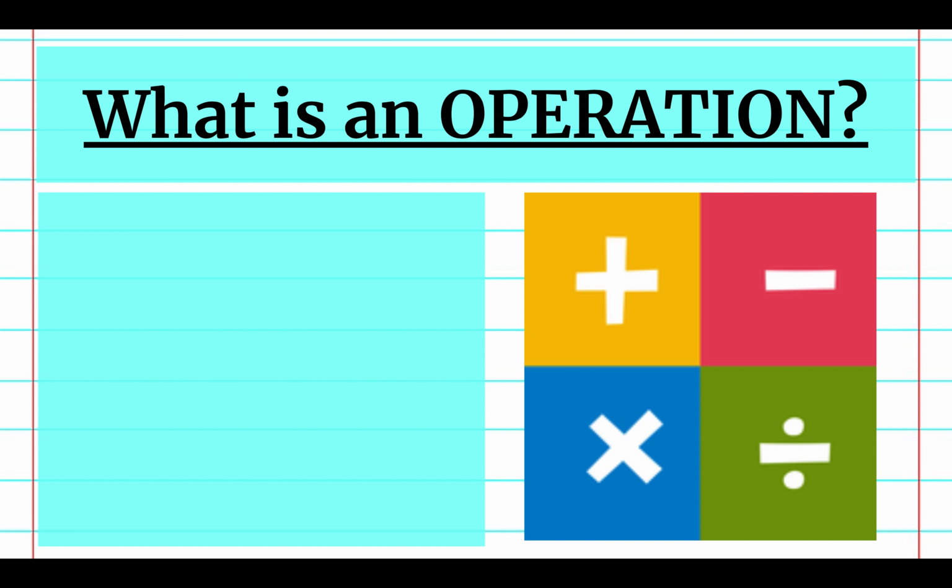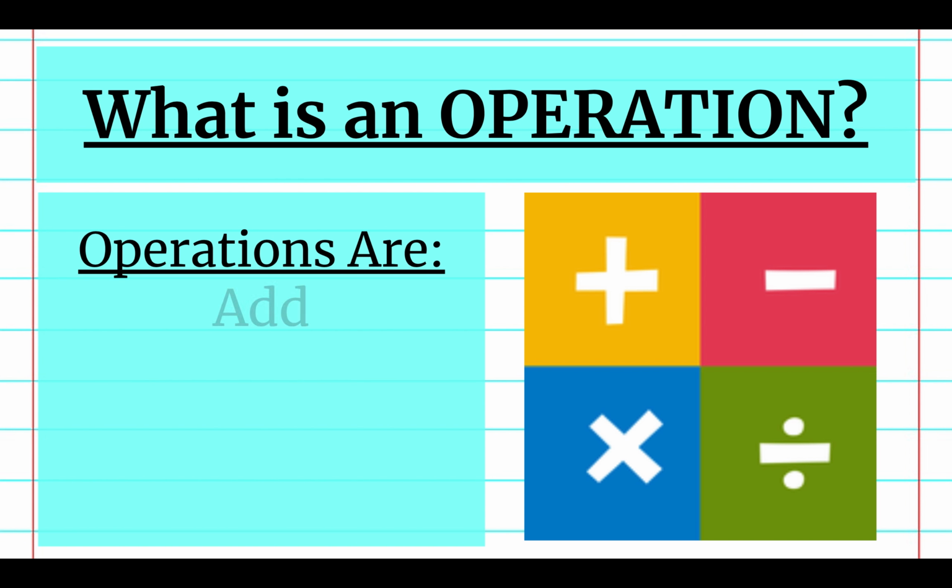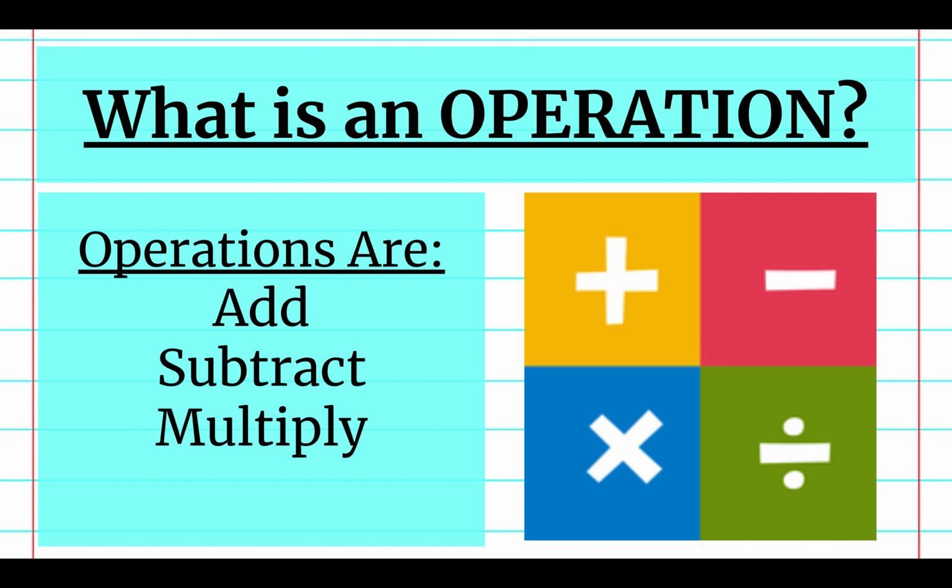There are four different types of operations you can do with numbers: addition, subtraction, multiplication, and division. We have done all four of these operations with numbers. Today we are going to be dealing with problems that have more than one operation in the problem.